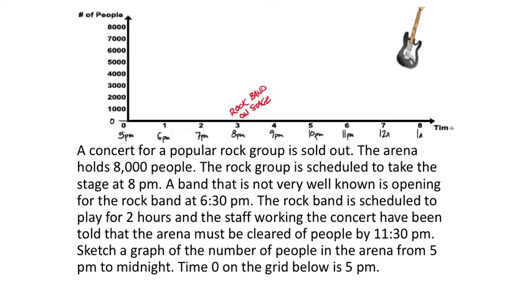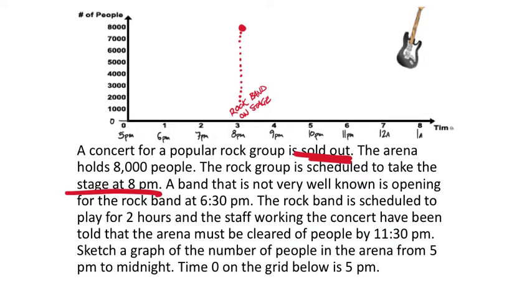Now, it said that it's a sold-out arena, which means that at 8 p.m., when they take the stage, we would expect the sold-out arena to have full capacity, which we know is 8,000 people. So for this 8 p.m. right here, I'm just going to put a line up here. Hopefully your lines are straighter than mine. But I know that we should reach this point at 8 p.m.